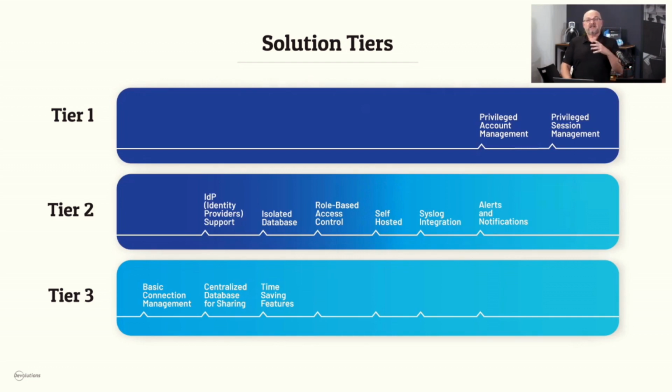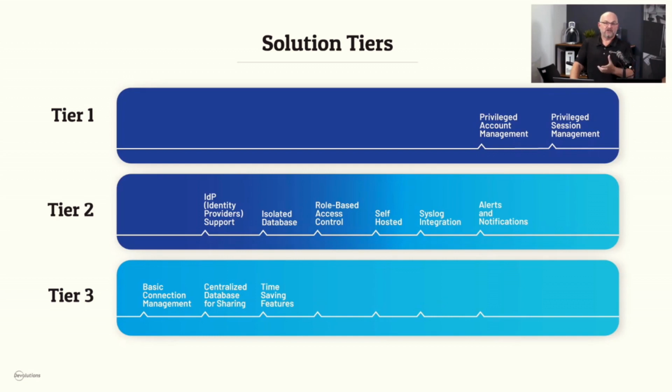We've translated that, and these are features, these are aspects of your cybersecurity posture. These have a different weight depending on where you are in your cybersecurity posture and which compliance level you need to meet. So this is really almost a scale. But you see in the middle, the second tier, obviously, isolated database is key. Having that identity provider support, so that's AD, Azure AD, Okta.